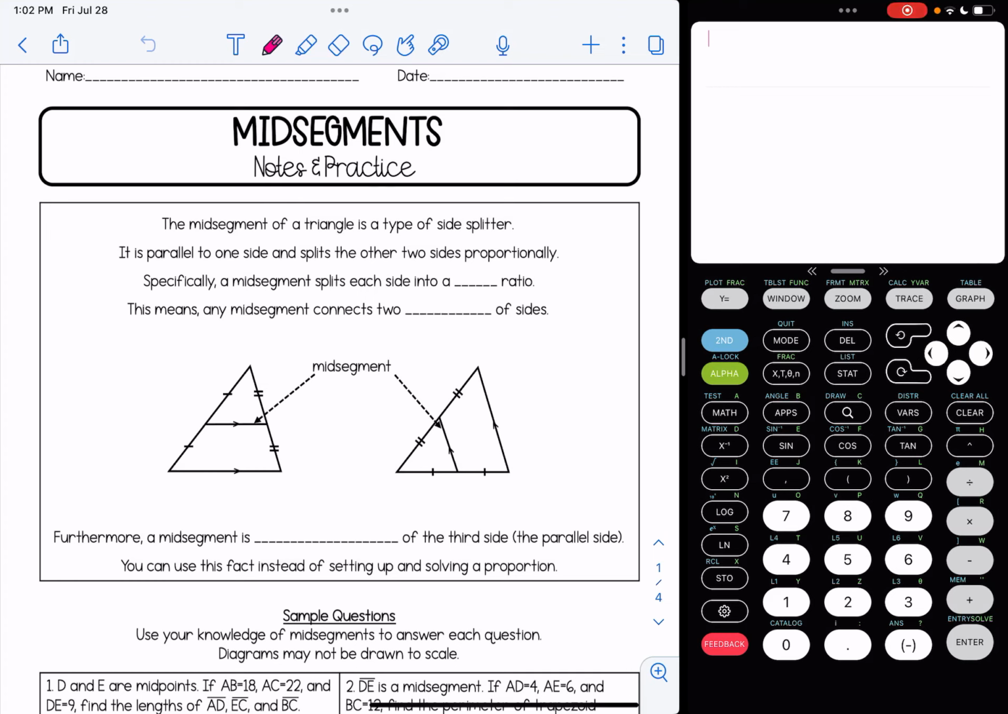In this video today, we're going to be learning about midsegments. So the midsegment of a triangle is a type of side splitter. It's parallel to one side of the triangle, and it splits the other two sides proportionally.